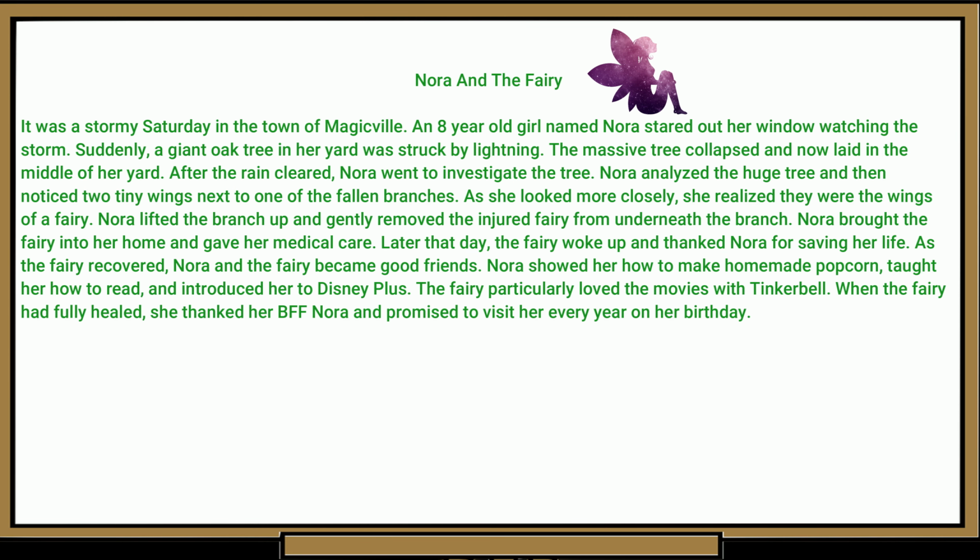Nora and the Fairy. It was a stormy Saturday in the town of Magicville. An 8-year-old girl named Nora stared out her window watching the storm. Suddenly, a giant oak tree in her yard was struck by lightning. The massive tree collapsed and now laid in the middle of her yard. After the rain cleared, Nora went to investigate the tree. Nora analyzed the huge tree and then noticed 2 tiny wings next to one of the fallen branches. As she looked more closely, she realized they were the wings of a fairy. Nora lifted the branch up and gently removed the injured fairy from underneath the branch.